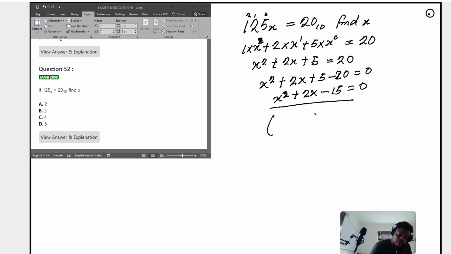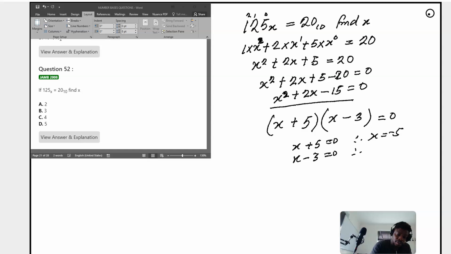So if I factorize this, x, 5, 3, plus, minus. So x plus 5 is equal to 0. That is x equals minus 5. x minus 3 is equal to 0. Therefore, x is equal to 3. So x is minus 5 or 3. Remember, x is a base and the base cannot be negative. So we are picking positive. So x is equal to 3. That is option B.